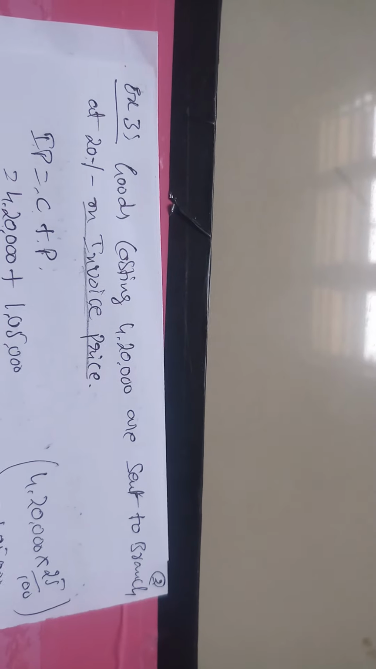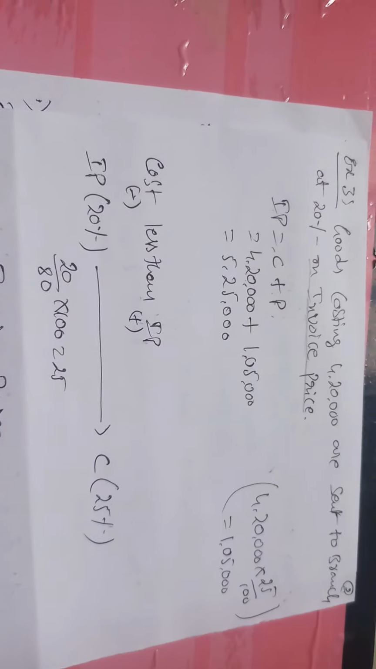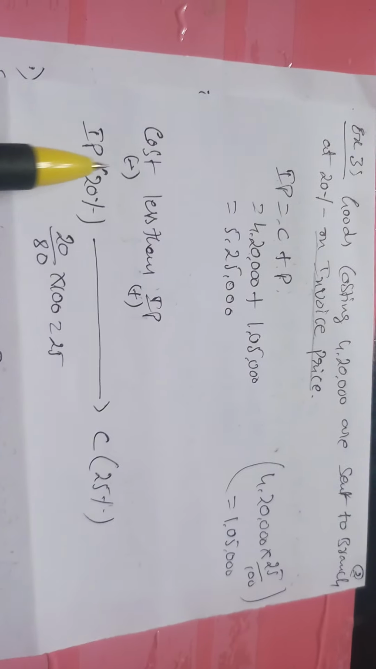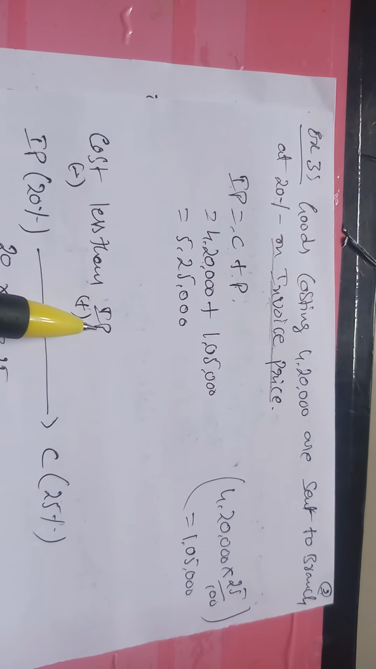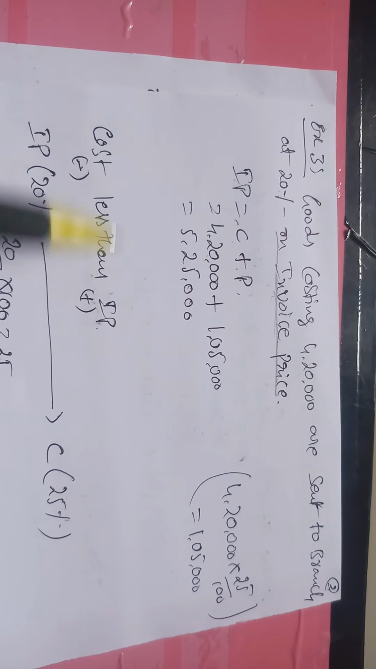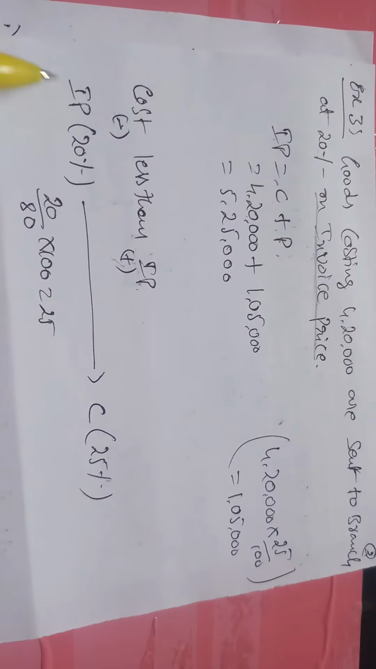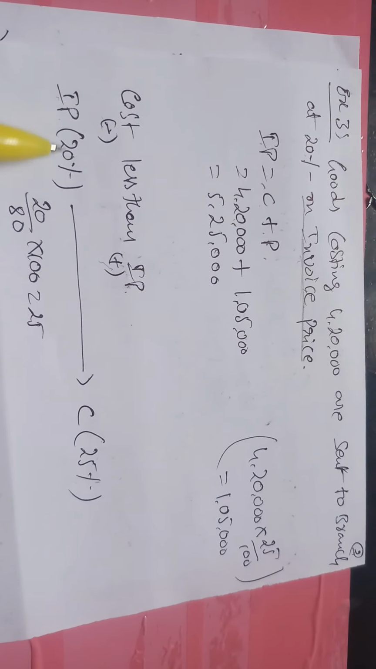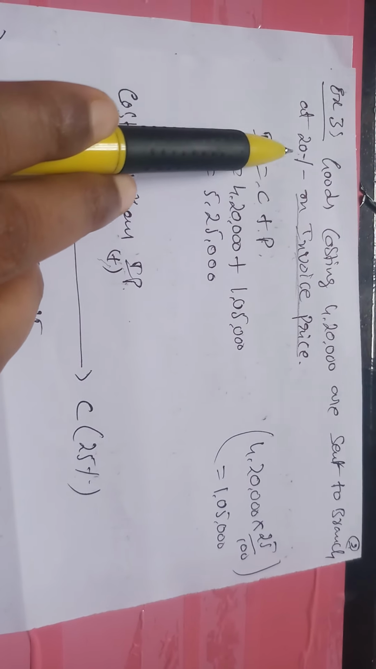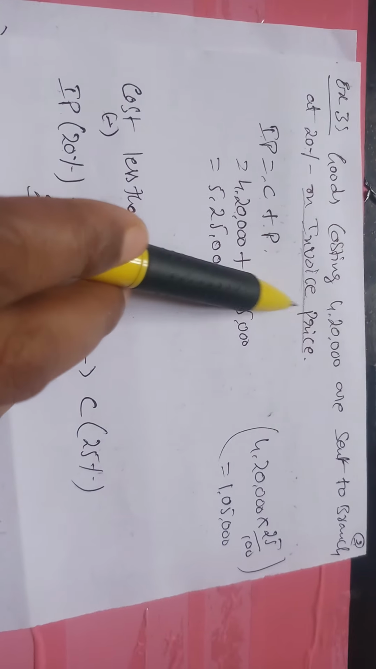Cost based on cost. So how to calculate? Let me check, I'll explain. We already know that cost is less than the invoice price. Cost is lesser, invoice price is added. So that's why the invoice price is 20%. It's given as 20% on invoice price, not on cost.